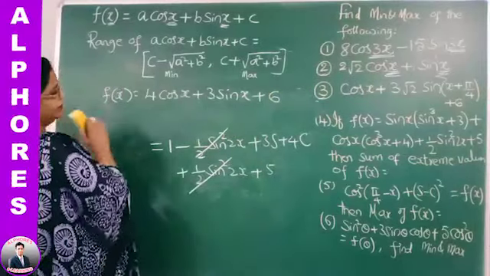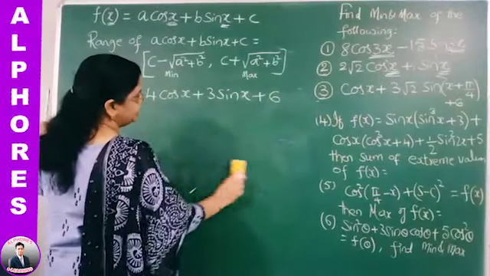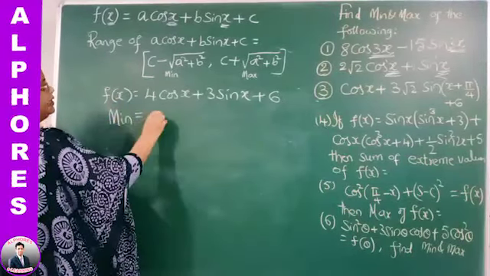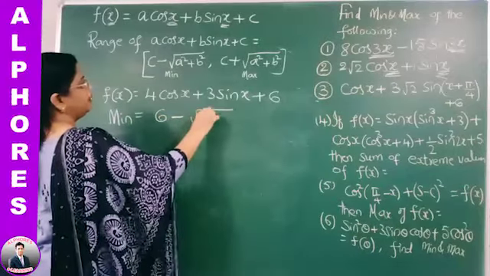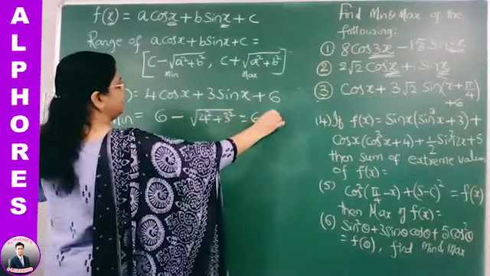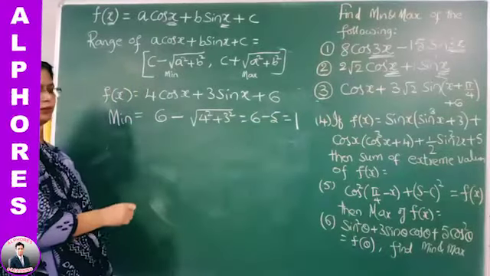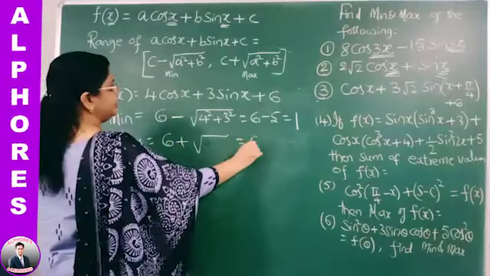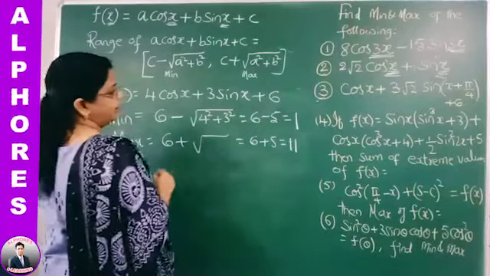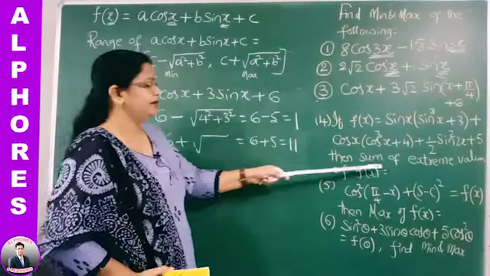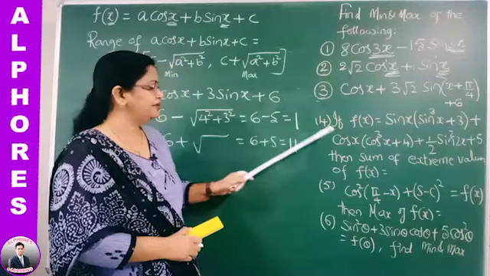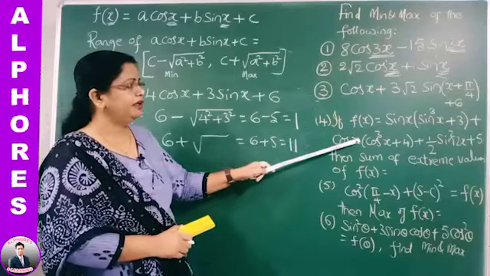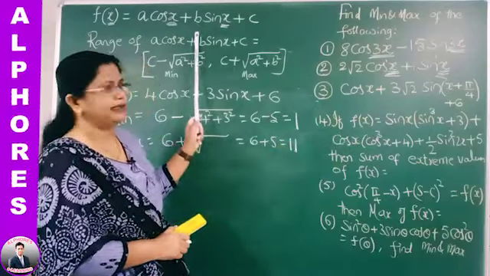That is nothing but 6. Got it? Then what about the least and greatest values? The minimum is c minus, 6 minus the square root of 4 square plus 3 square, that is 6 minus 5, and it is equal to 1. And the maximum value is 6 plus the square root of this, that is 6 plus 5 equal to 11. And then the sum of extreme values they have asked, and it is 1 plus 11, it is 12. Okay, so in this way, however the problem is given, you can reduce it to our standard form.